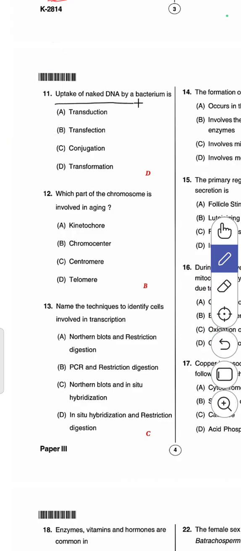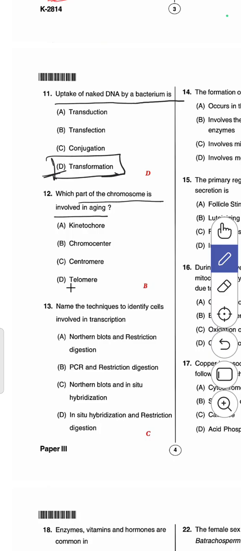Uptake of naked DNA by a bacterium is transformation. It is a method through which a naked DNA can be taken up by a bacterium. That is transformation.